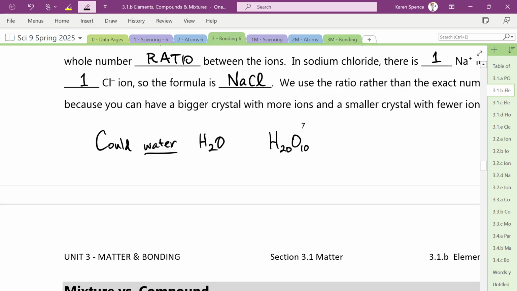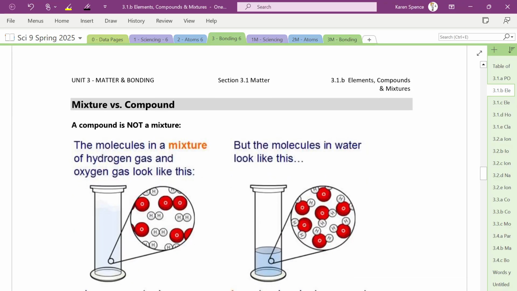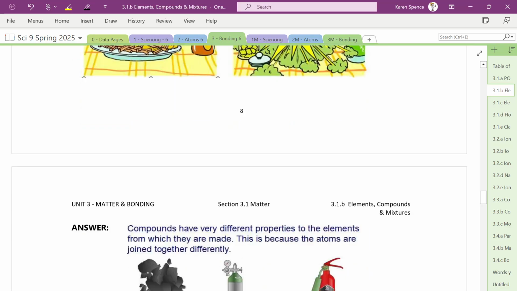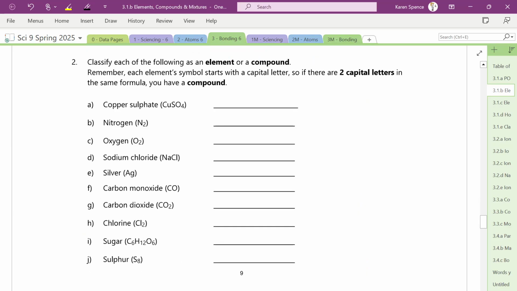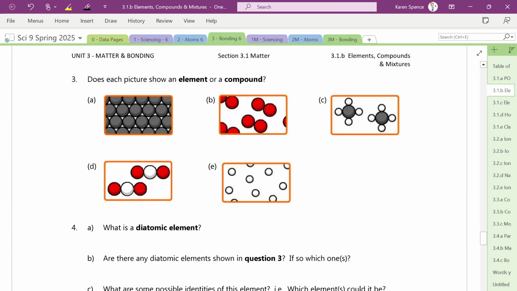Okay. What time are we at? We're at 20 after? Okay.